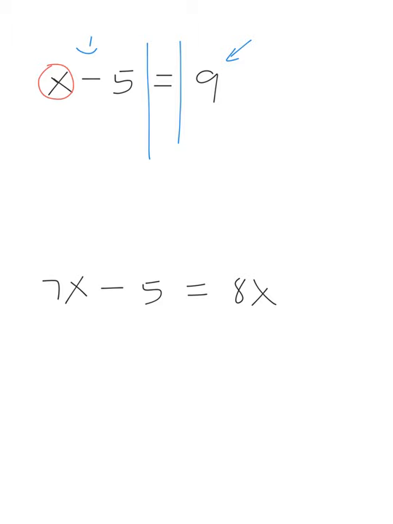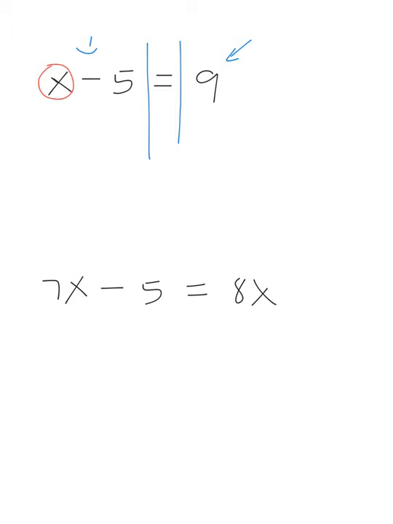So what we have here is on the left-hand side, we have x minus 5. On the right-hand side, it equals 9. So this quantity equals 9. And we're going to use inverse operations. Those are the opposite operations that we see in the problem. So in this case, we have x minus 5.